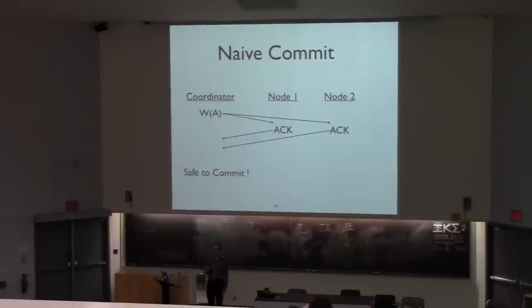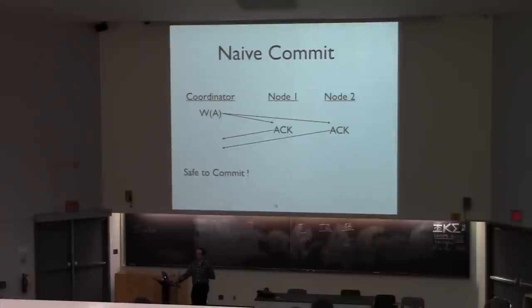So the coordinator performs a write, sends a message to both node one and node two. Node one and node two acknowledge it. Is it safe to commit now? Yes. So I've gotten a response from both of those. Now, what if I don't receive an acknowledgement from one of these nodes? What are the two possibilities if I don't receive an acknowledgement from node two?